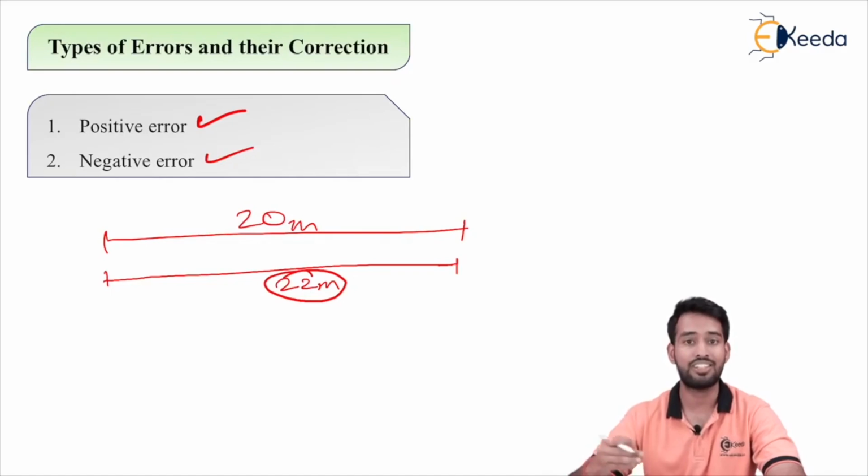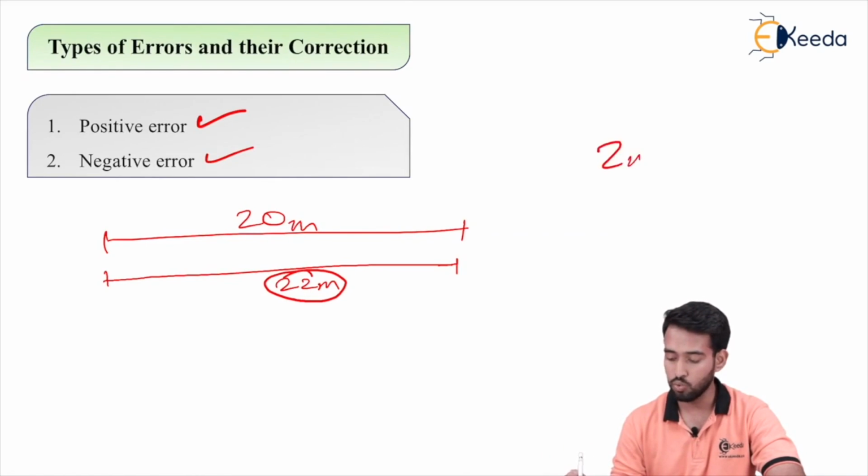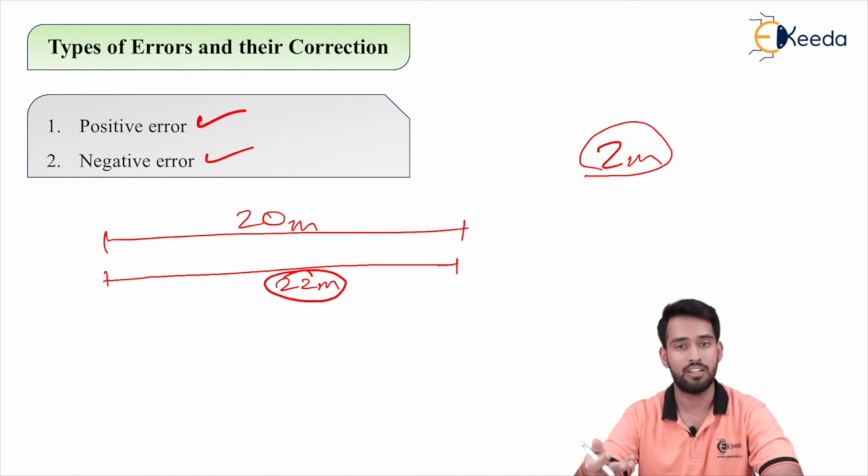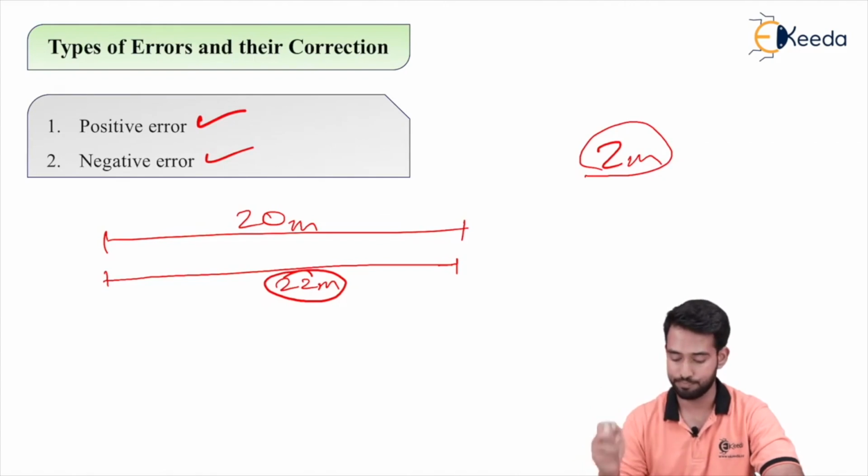So we have calculated an extra length, when the actual length is 20 meters. So there was a 2 meter error, and it is known as positive error. As the chain shrank, the size of the chain got reduced and the linear measurement became extra. That is known as positive error. We are calculating more length. This is known as positive error.